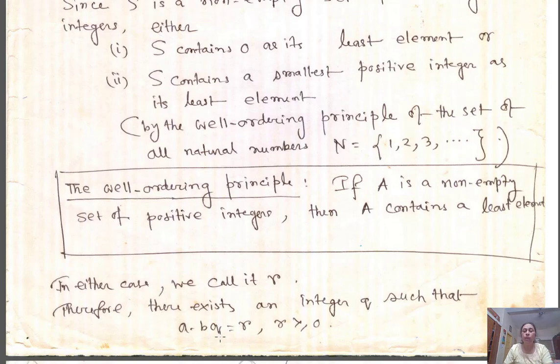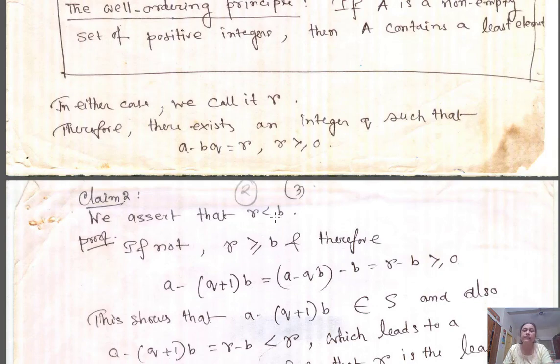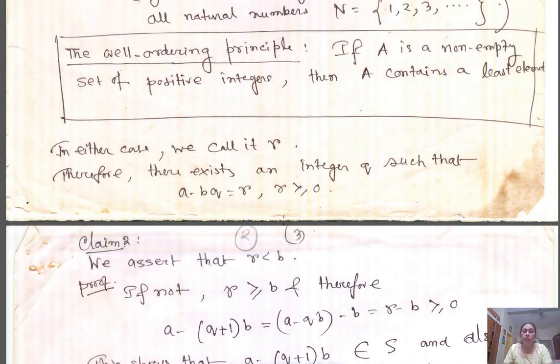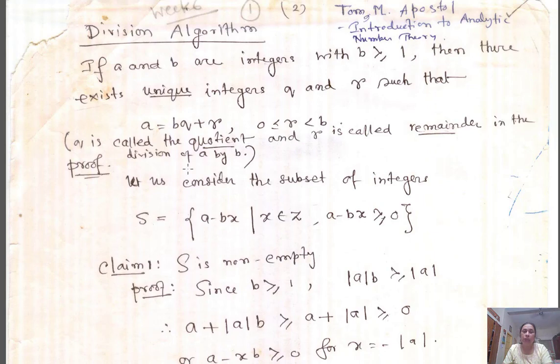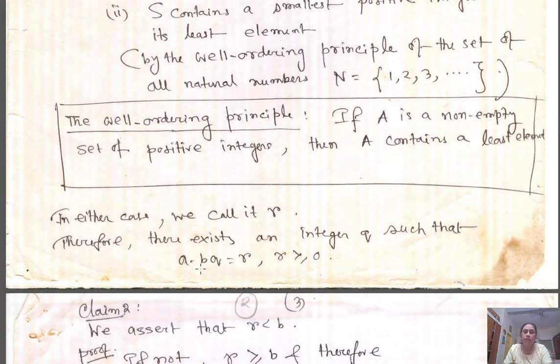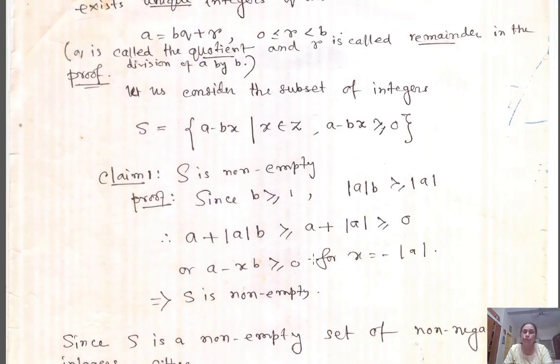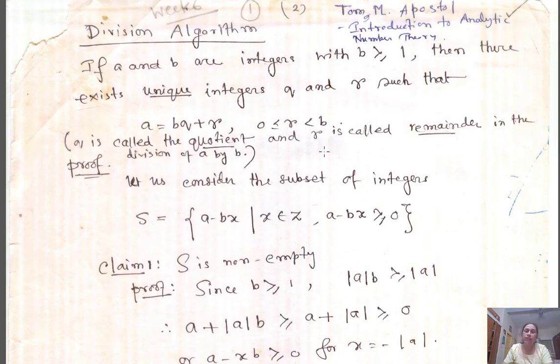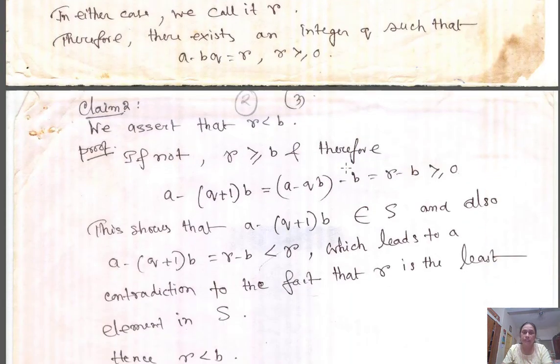Now we have to show that this r is not only greater than or equal to 0, it must be strictly less than b. This is my next claim: r is less than b. What we have to show is that a can be written as bq plus r, with r greater than or equal to 0, and I have to show this r must be less than b as well. You can prove it very easily.